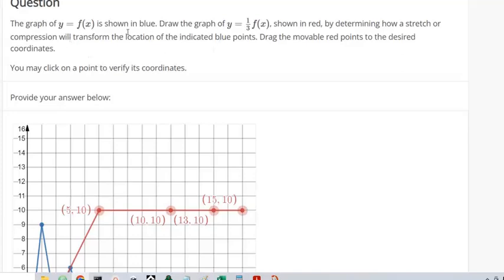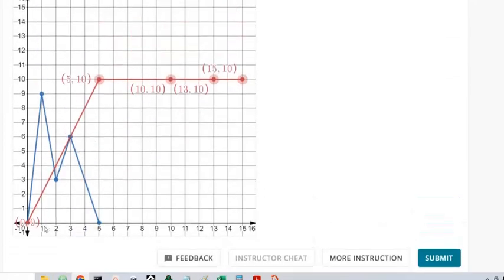So the original graph is in blue. We're supposed to make the red graph, which is 1/3 times all the y values. So like take x equals 1. The y value is 9 on the original graph. The new graph should have 1/3 of the y value. So 1/3 times 9 is 3.